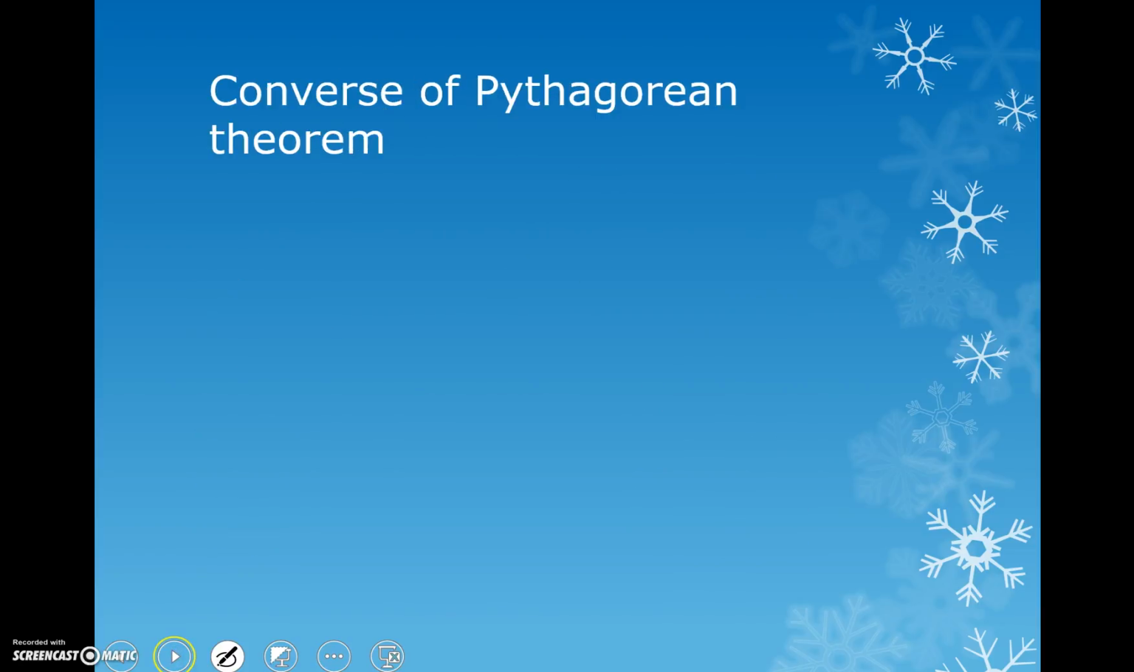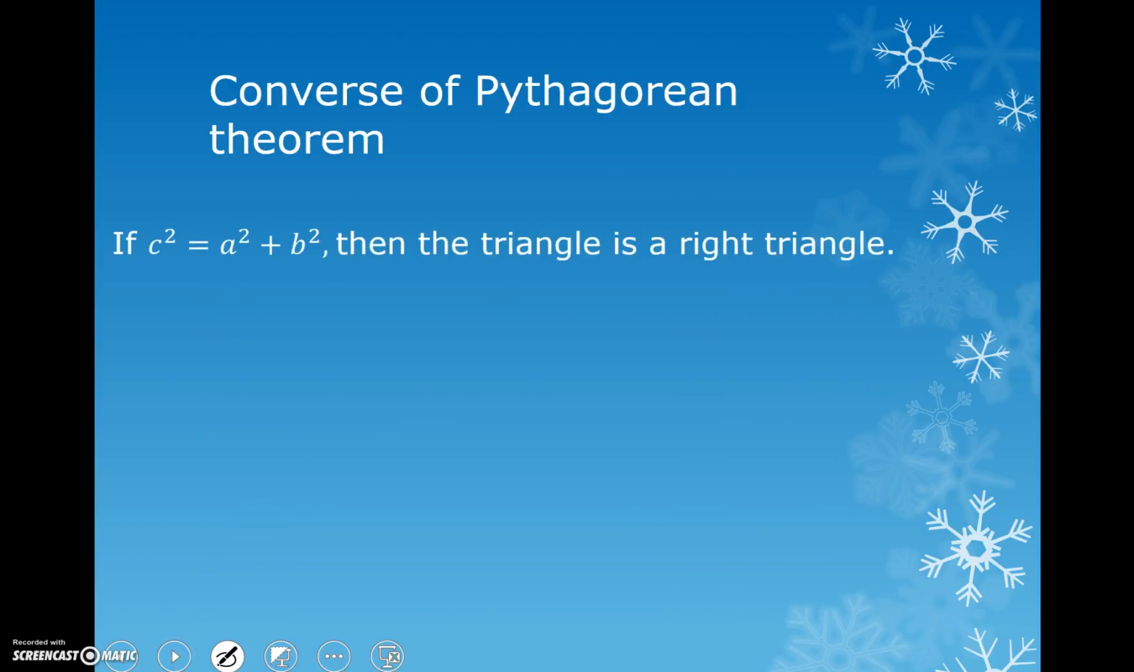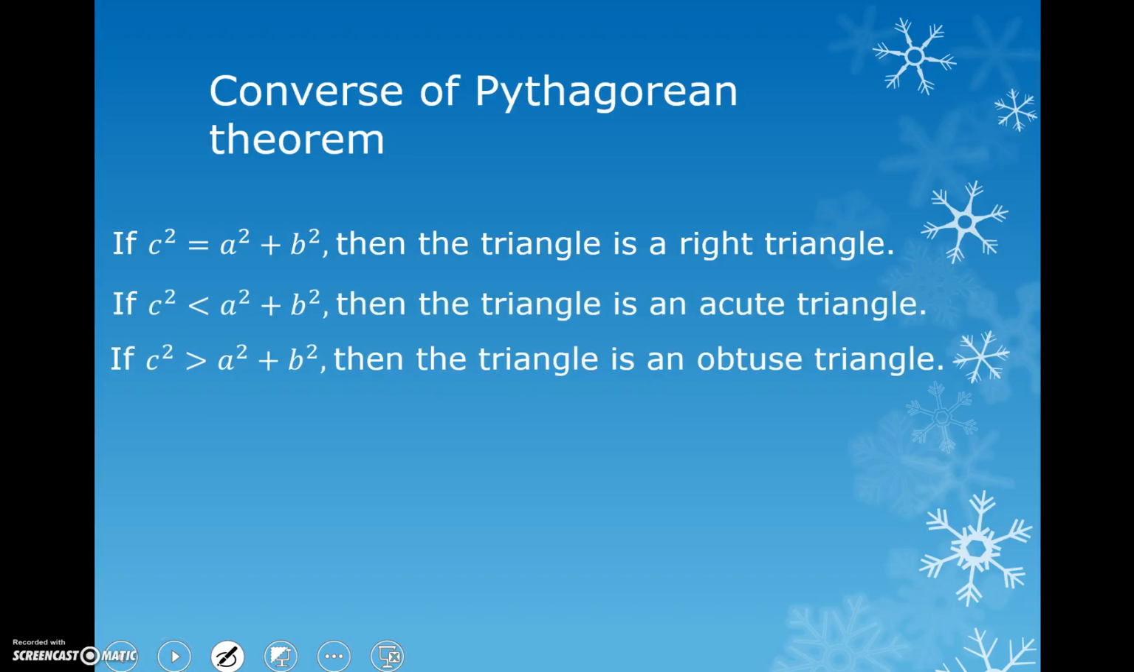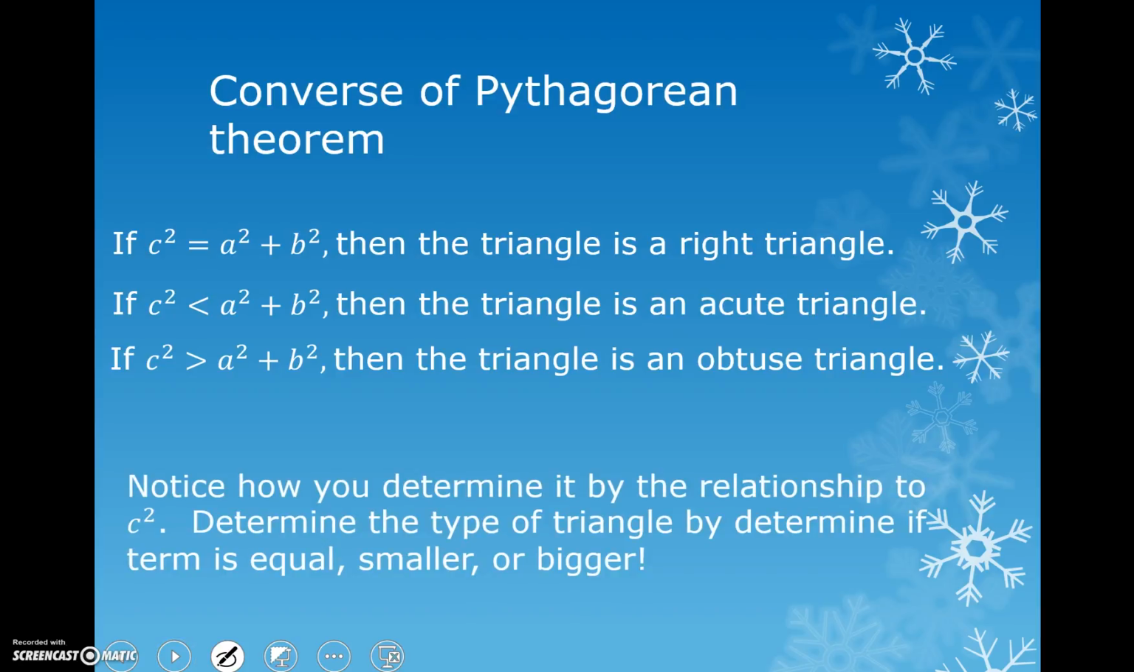So this is the converse of the Pythagorean theorem. You're used to seeing c squared is equal to a squared plus b squared. Now we're going to do the converse. Everything is in relation to c. If c squared is equal, it means it's a right triangle. If c squared is less than, that means it's an acute triangle. And if c squared is bigger than the sum, then it's an obtuse triangle. So these are just some extra things to be aware of to figure out what type of triangle we have. So again, everything relates to c squared.